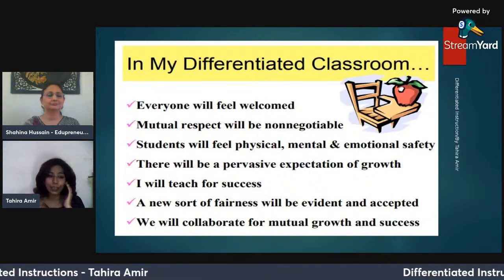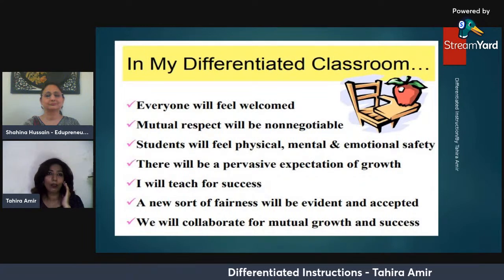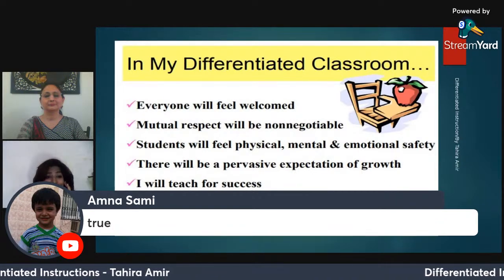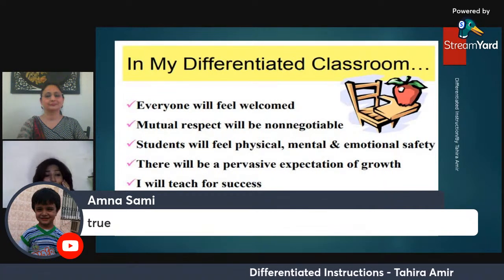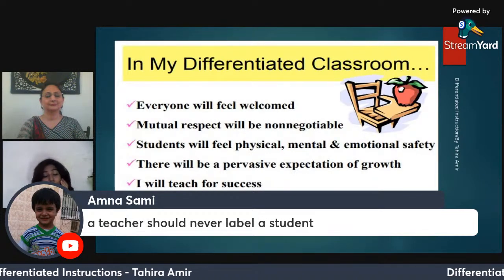Respect is very important again. Maybe there are some students who are lacking in language and are not able to deliver their learning in the best possible way, but at least they are trying. This is very important, that we see that the student tries to give his best in any form of learning. Physical, mental, and emotional safety.